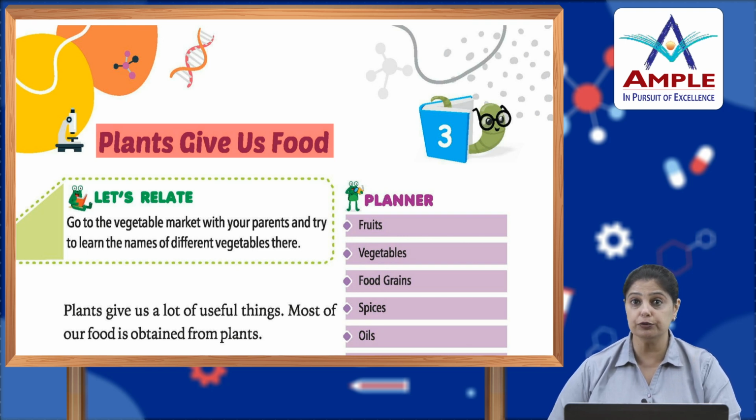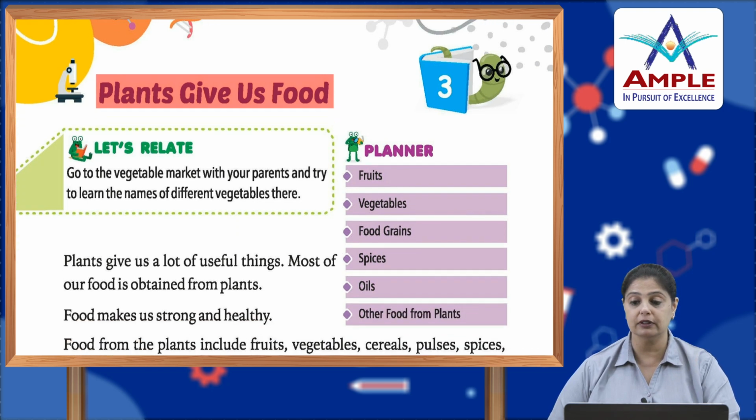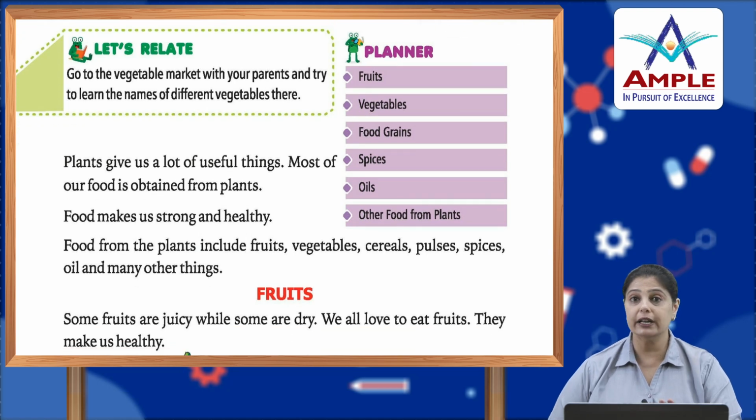So what are we planning to do in this chapter? The planner says we're going to look at fruits, vegetables, food grains, spices, oils and other food from plants. All right. Now let's relate. Go to the vegetable market with your parents and try to learn the name of different vegetables there.